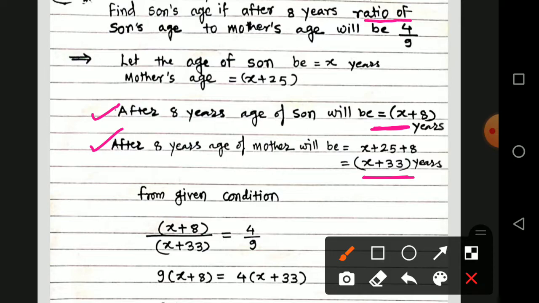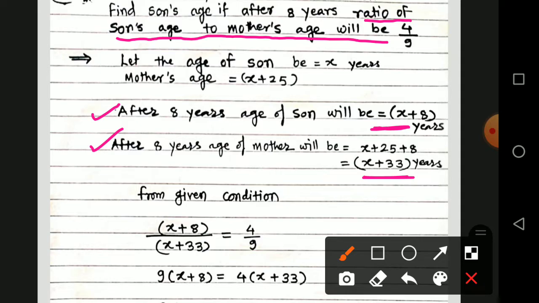This sentence is important for writing the equality. Ratio of son's age to mother's age. That means you have to write down the age of son in the numerator's place and the age of mother in the denominator's place. This relation is of after 8 years, not now. This is not the ratio of present age. It is the ratio of what will happen after 8 years. That is mentioned here.